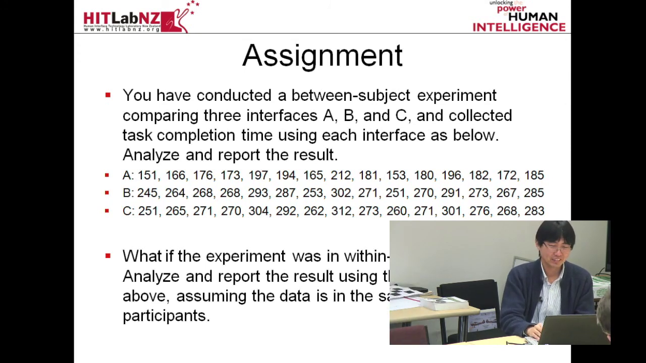So it's pretty much what we did through the examples I've given you. Let's say you have conducted a between subject experiment. For now, I think you'll be aware of that. You'll have to make sure you notice that between subject experiment is the keyword there, and comparing 3 interfaces, yes, number of interfaces matter, and collected test completion time. This is test completion time, so it's interval ratio data. And this is how they report it.